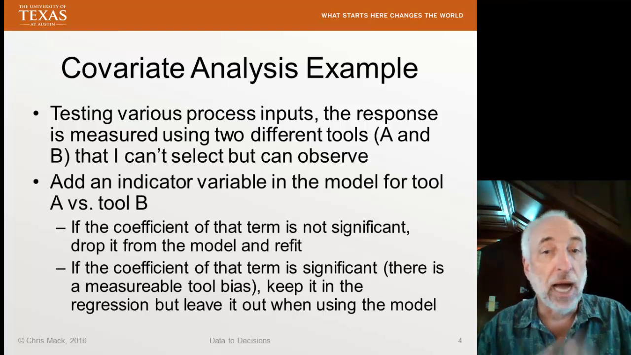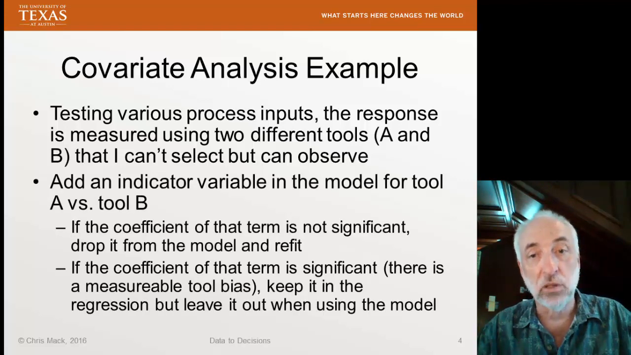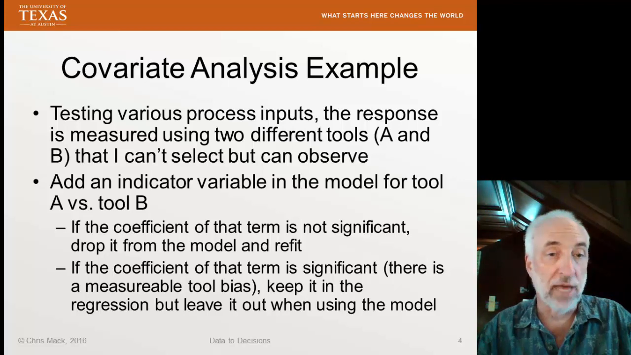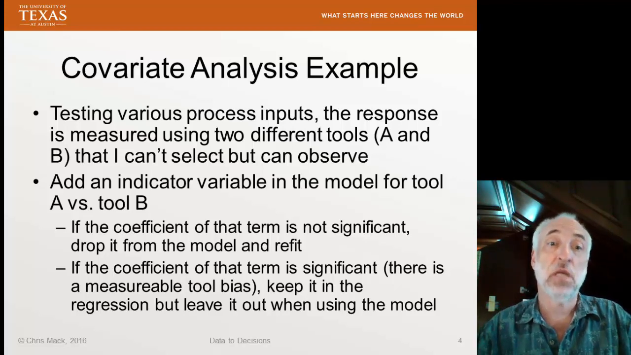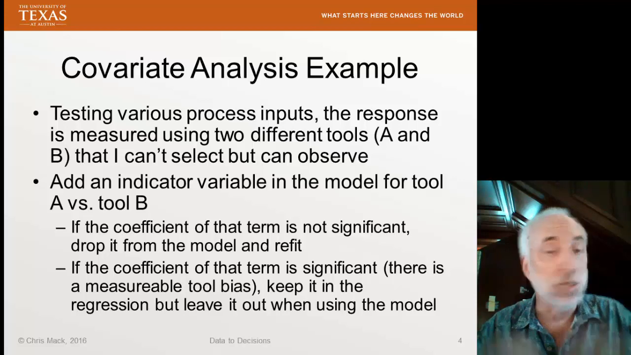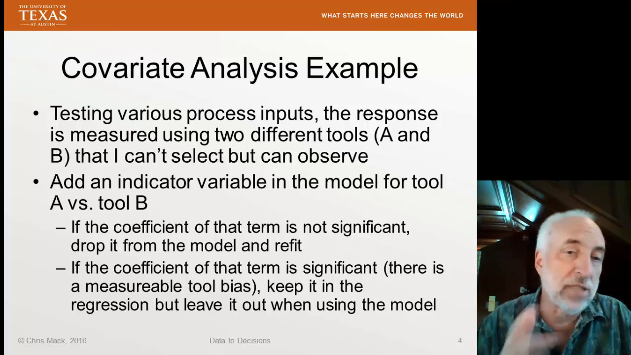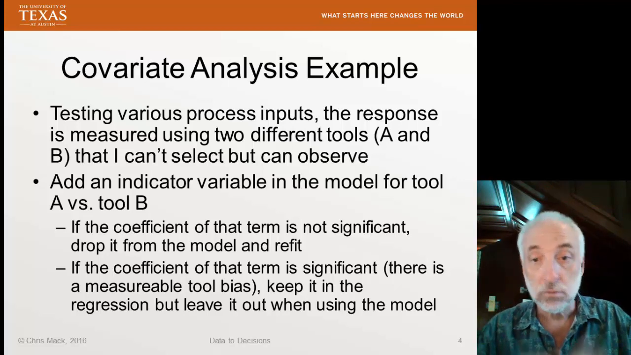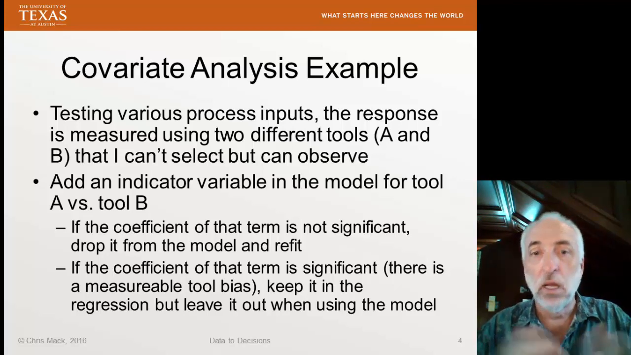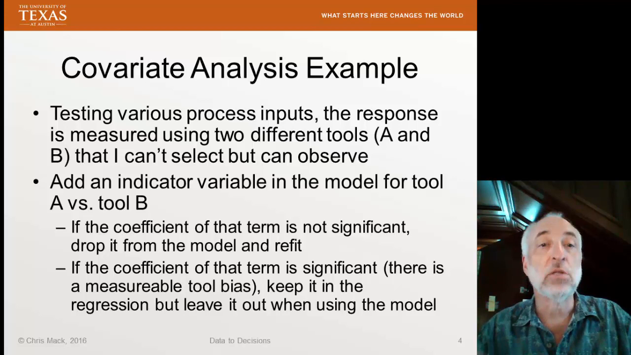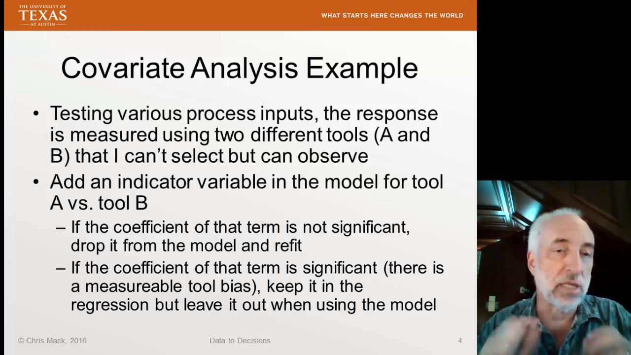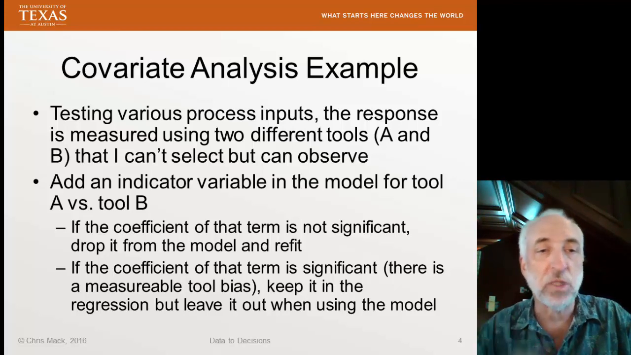Now, I add an indicator variable in the model for tool A versus tool B. I know which tool it went through, even though I'm not controlling it, and I suspect there might be some bias, some difference in the result if it went through A versus B. So I add an indicator variable that says 1 if it's A and 0 if it's B, let's say. Put it in the model. What that does is allow me to look for an offset. So just a simple fixed offset between the two tools.